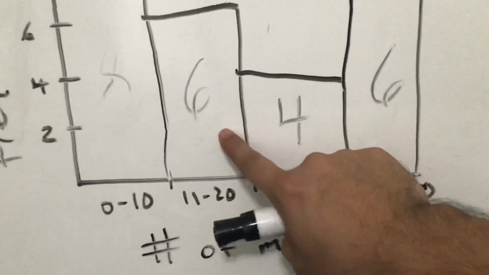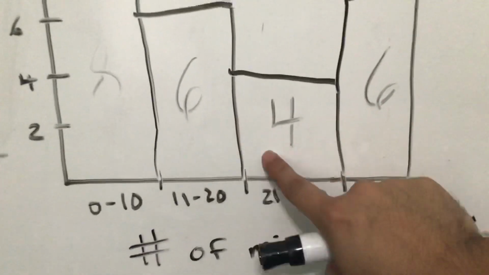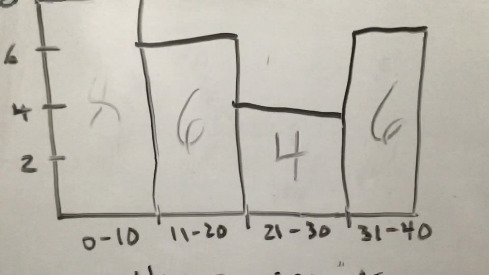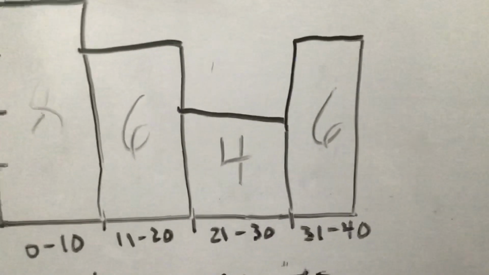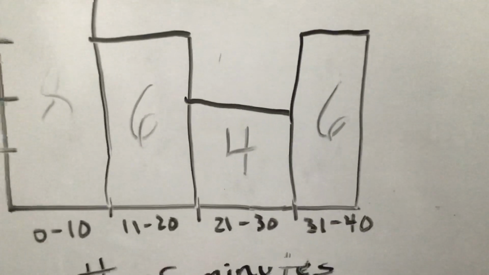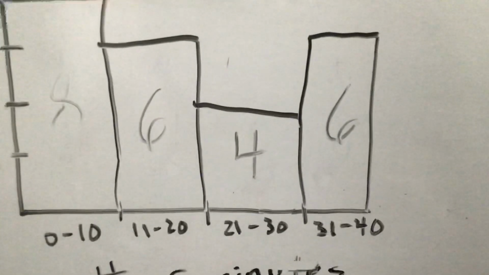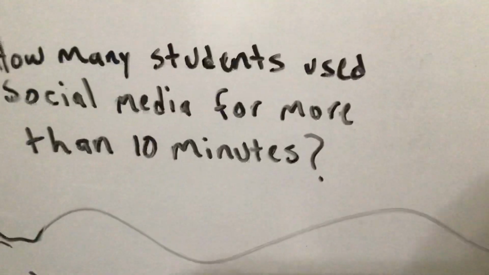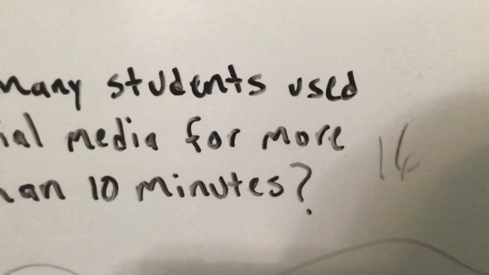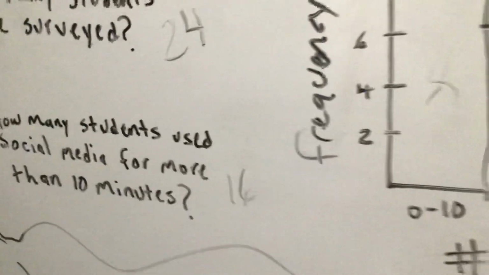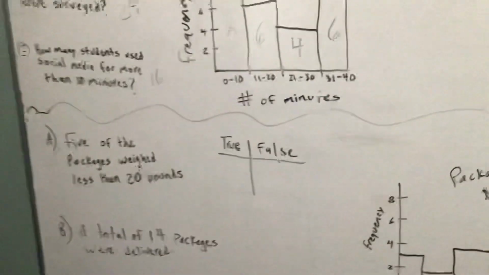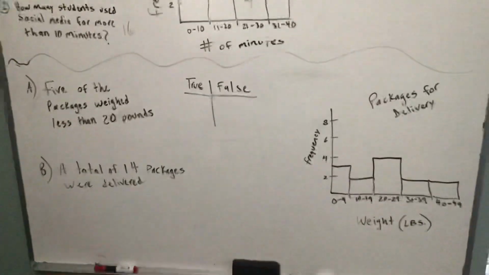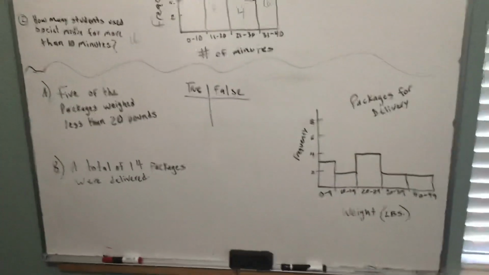So we count 6, we count 4, and we count 6. So if we combine 6 plus 4, that will be 10, and 10 plus 6, that will be 16. So how many students use social media for more than 10 minutes? The answer will be 16. Very simple.